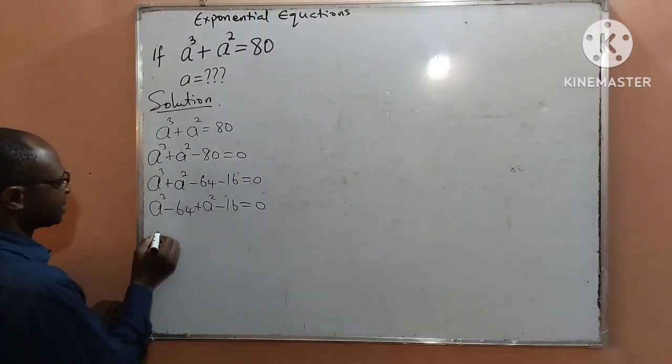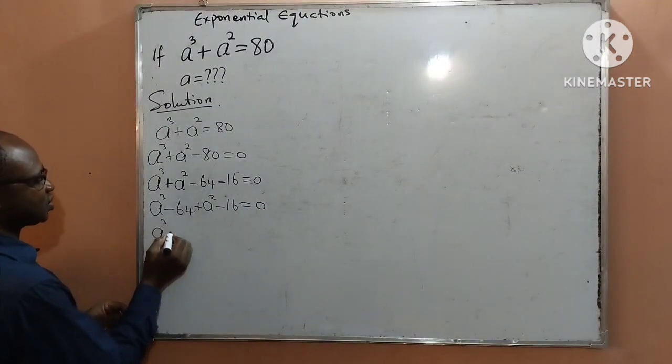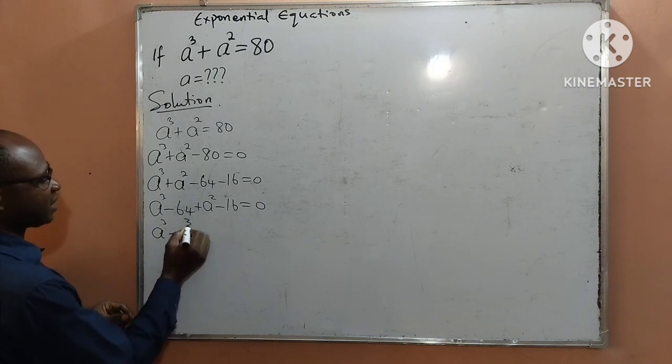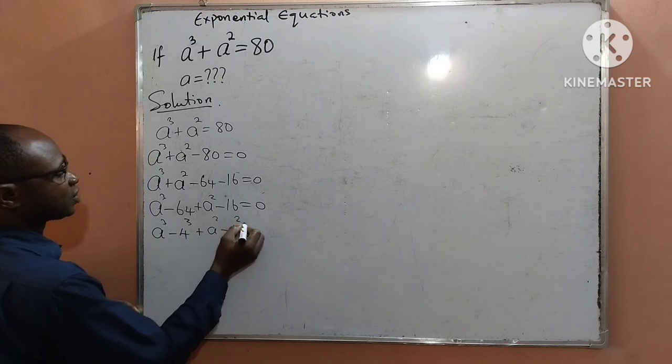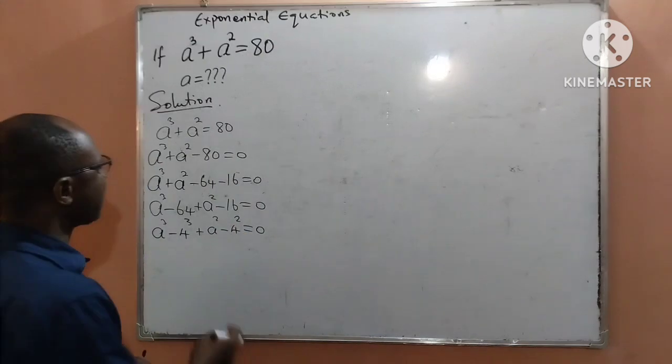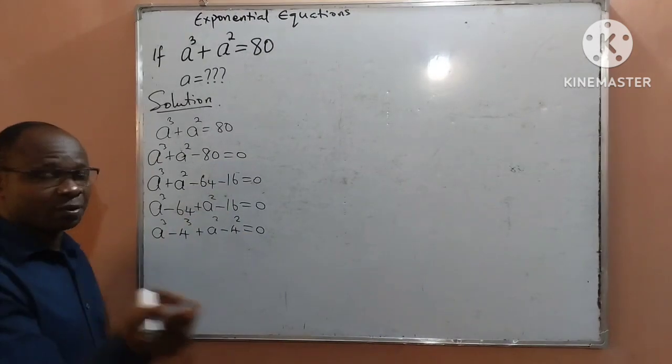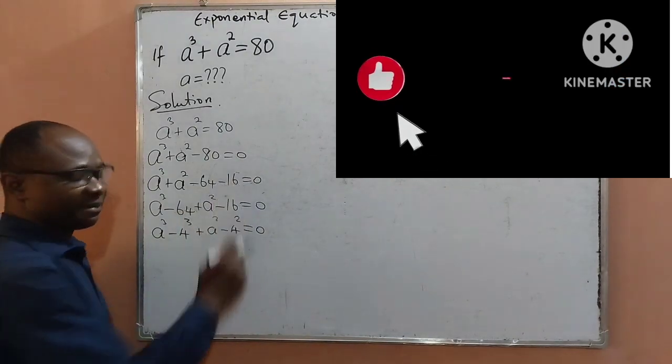Now, I can express 64 as 4 raised to the power 3, and also express 16 as 4 raised to the power 2. And that is the reason why minus 80 is expressed as minus 64 and minus 16.